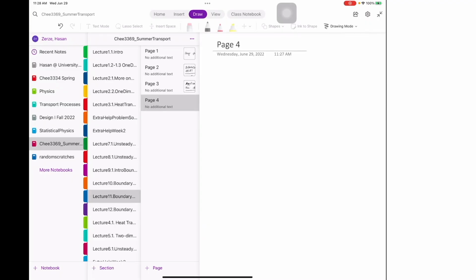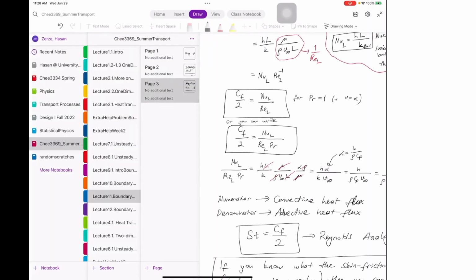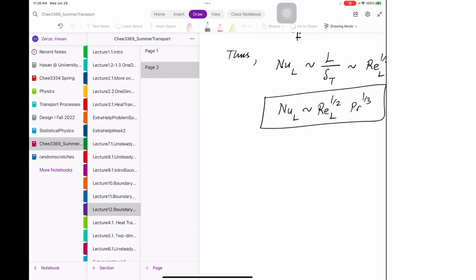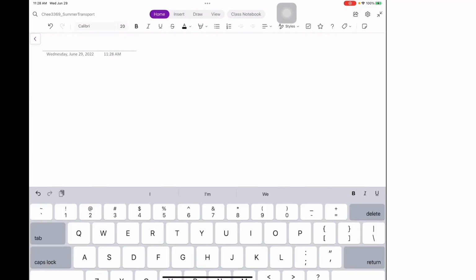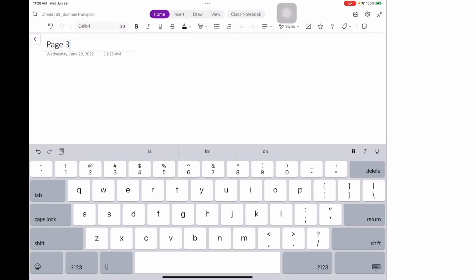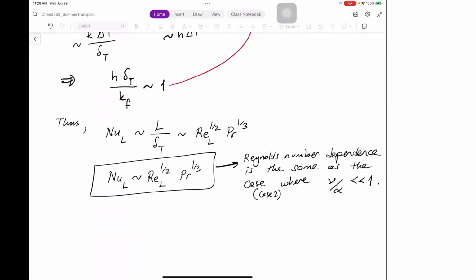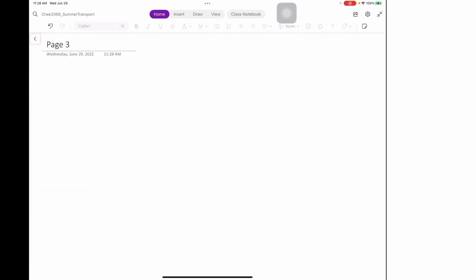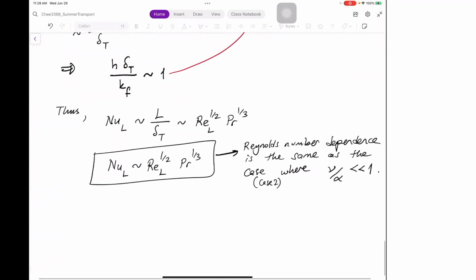Oh no, I don't have page 4 here. So let's delete it. Okay. Let's have page 3 here. Okay, good. So do you need a summary here? Let's do a summary here.